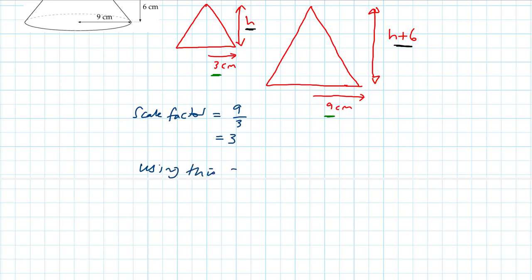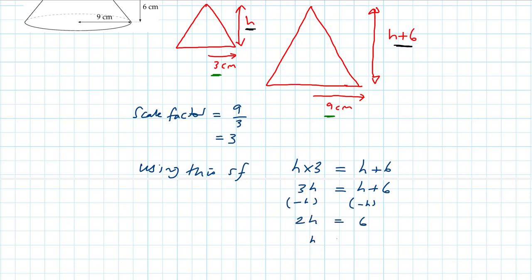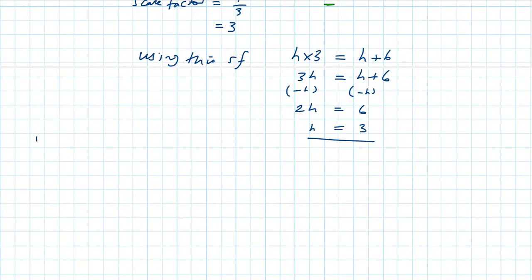Now, following the process from the previous video on similarity, we're able to deduce what h is going to be because we know the scale factor and we know the corresponding sides. And now I know h is 3 and therefore h plus 6 will be 9. So I've got the two heights of the two cones. I've got all the information I need now to work out the two volumes.